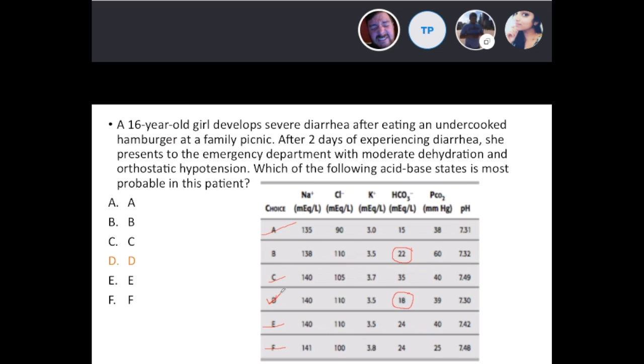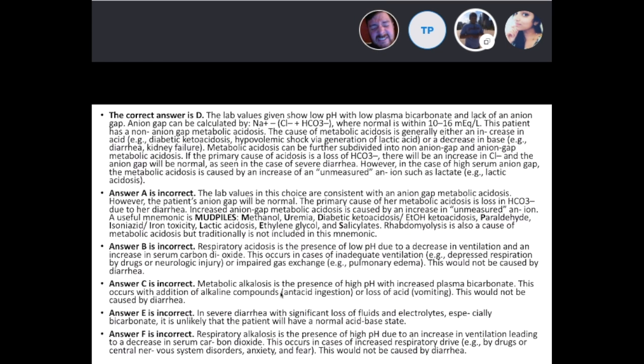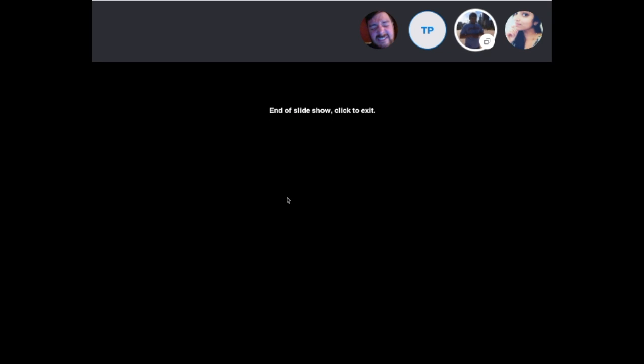Yeah. Basically, how he approached that question is pretty good. If you need explanations, yeah, I mean, I probably couldn't have explained it any better. But C, E, and F, well, obviously are alkalotic because their pH were also high. And then A would be the MUDPILES, so they would present with an anion gap. So yeah, that's all I got. That was good.